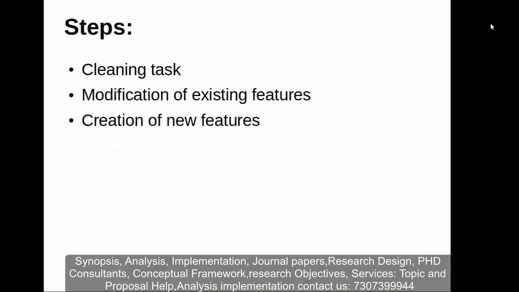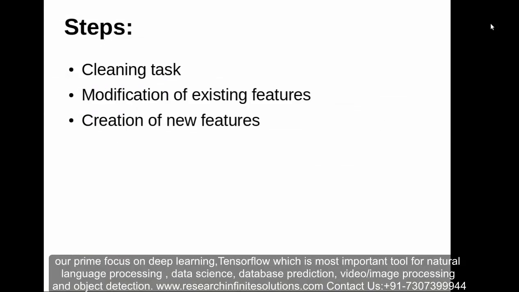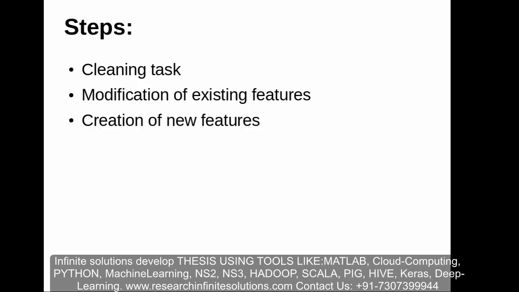So let's start with the steps involved in data pre-processing and feature engineering. Our first step is the cleaning task. It involves dropping the bad data and dealing with missing values. Our second step is modification of existing features, where we will apply standardization and log transform methods. And the third step is creation of new features, which means that we will derive new features from the existing ones. I will describe the implementation of all these steps later in this video.